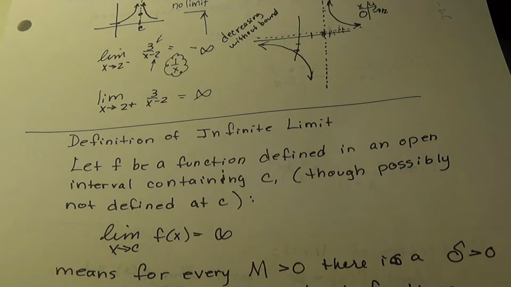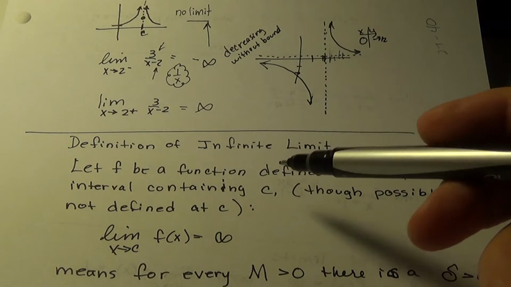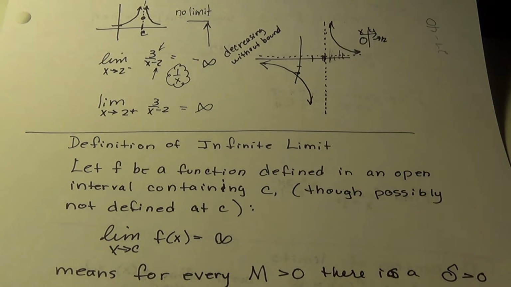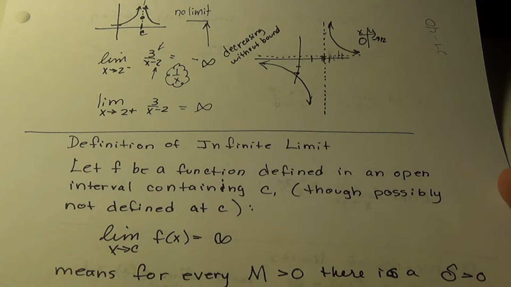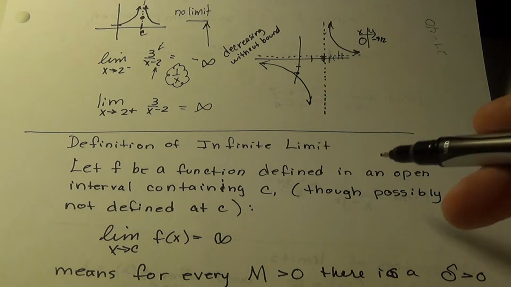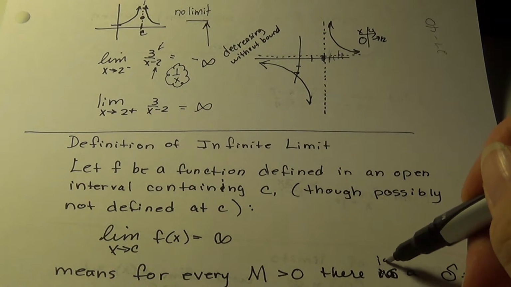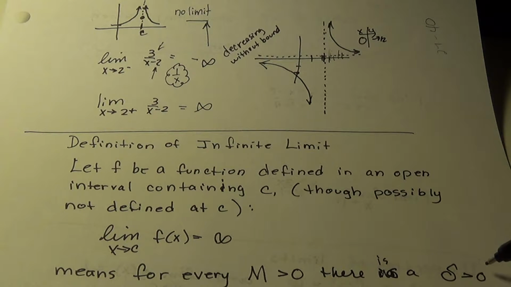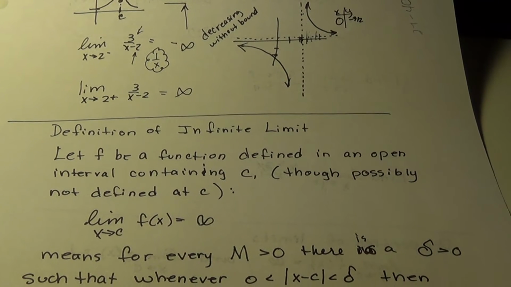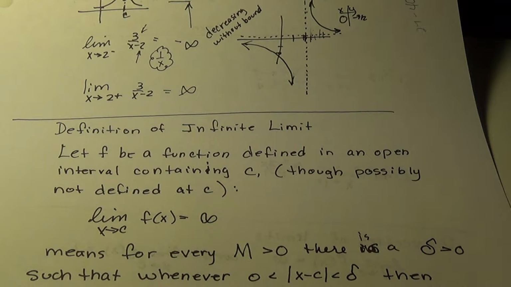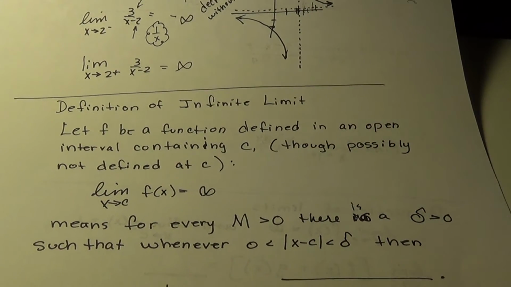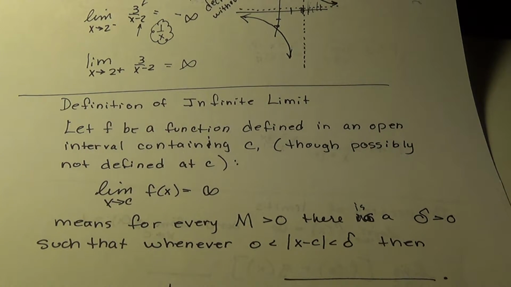If the limit as x approaches c of f of x is infinity, that means for every M greater than 0, there is, what is the word, sorry, there is a delta greater than 0 such that whenever 0 is less than the absolute value of x minus c is less than delta, then, I was going to try to drag it out of you.